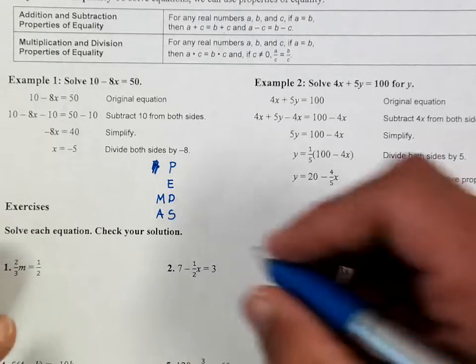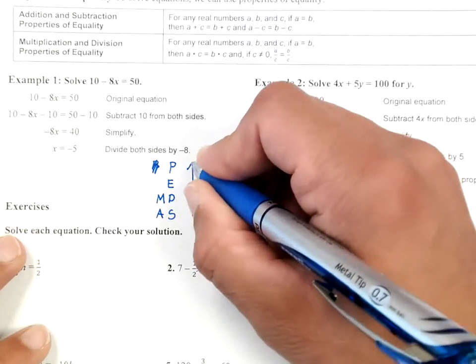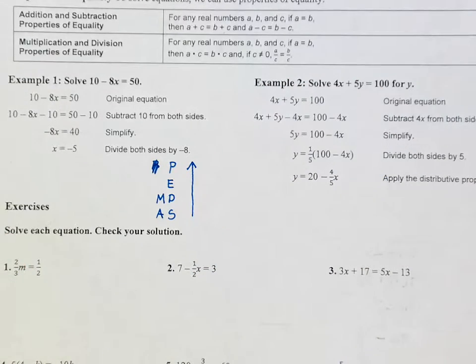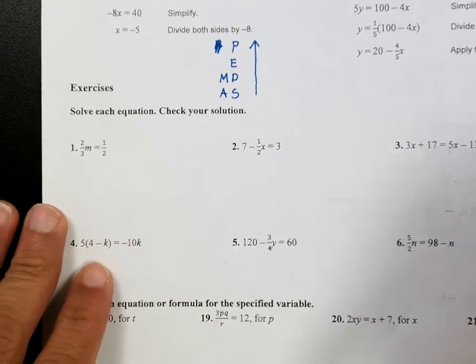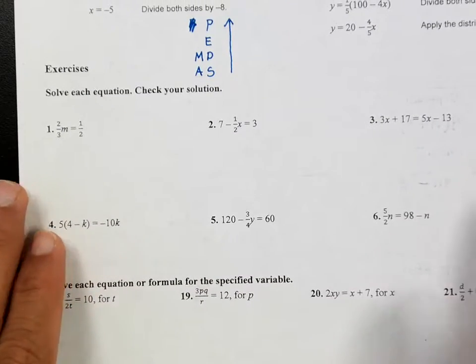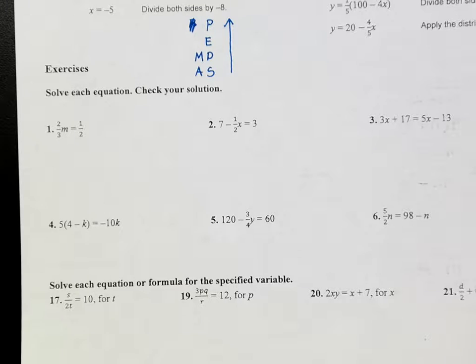When you're solving, maybe some of you intuitively know how to do this and didn't know that. When you're doing PEMDAS while solving, you're actually going to do it backwards. For example, here you have a minus and a multiplication. Which one am I going to do first? I'm going to do addition or subtraction first. Does that make sense? On the very first one, unfortunately, they start you off with a fraction. I apologize. We've got 2/3 m is equal to 1/2.